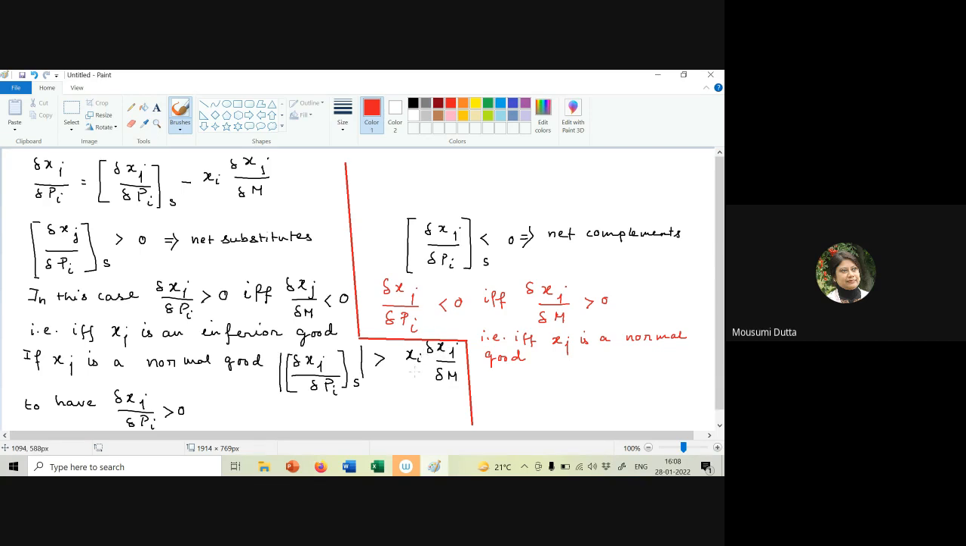What should I write? The modulus of ∂xj/∂pi would be greater than the modulus of xi into ∂xj/∂m.